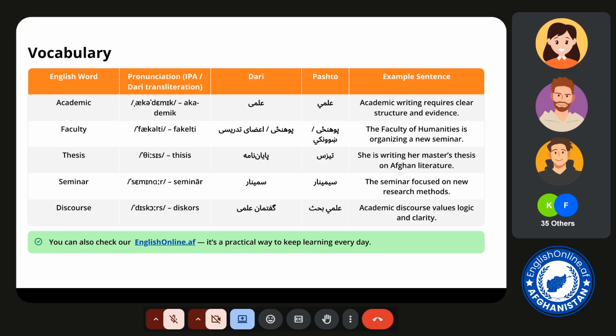You can also check our English Online. It's a practical way to keep practicing, and it's done for that activity as well. We can move on to the next slide, and that's going to be the placement test.